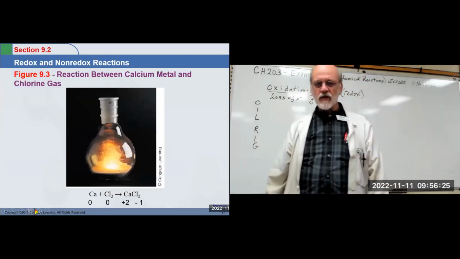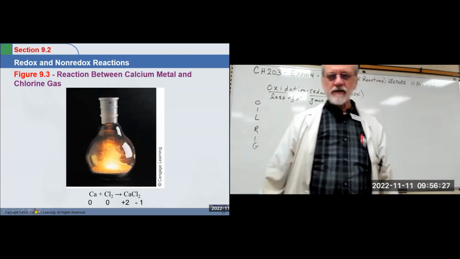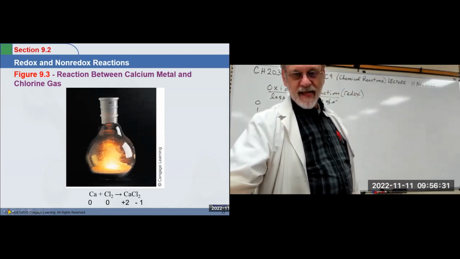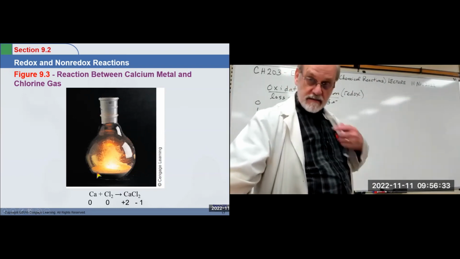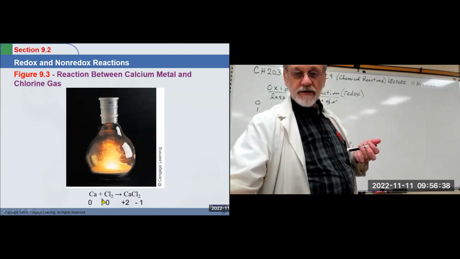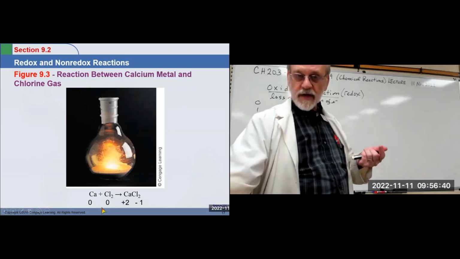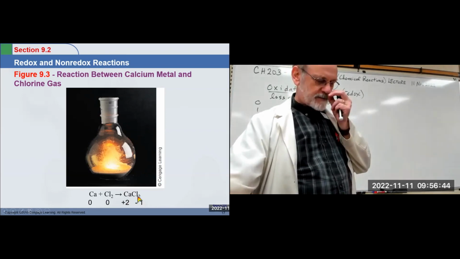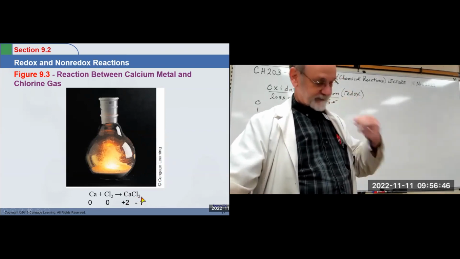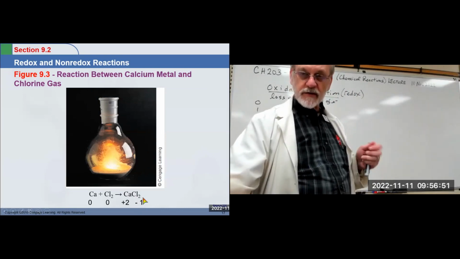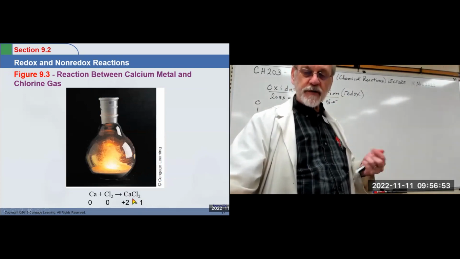Here's a good one. Calcium and chlorine makes calcium chloride. It's a very energetic reaction. And if you determine the oxidation numbers, calcium and chlorine are both elemental, so they have 0. But in the compound, remember the halogen is a -1, so that means 2 of them means there's -2 has to be balanced by a +2 for that 1 calcium.